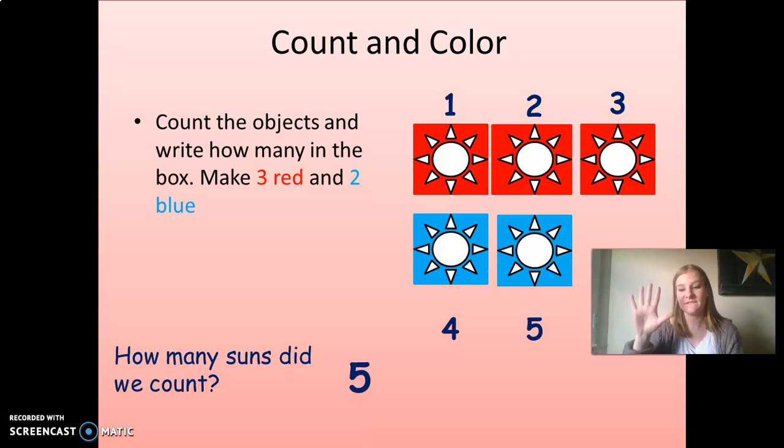We counted 5 suns. So scholars, I hope this helps you with your counting assignments. Again, remember, it doesn't matter if they're in horizontal lines or if they're stacked. It doesn't matter if they're vertical, and it doesn't matter what the image is. We're going to count and stop when we don't see any more images and write that number in the box. If it's asking you to count and color, only color how many it tells you to do. This one told us to color 3 red suns and 2 blue suns, and we did just that.